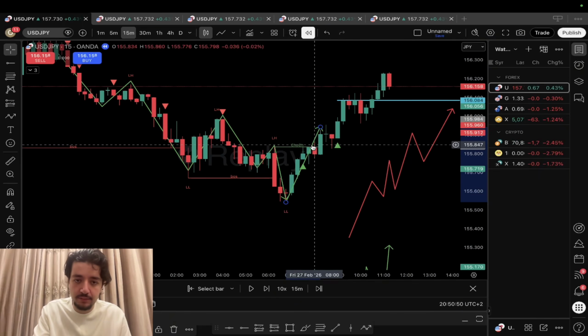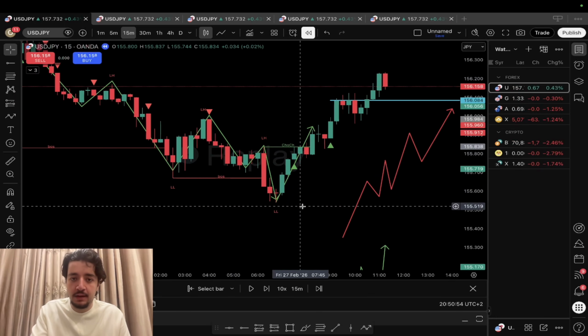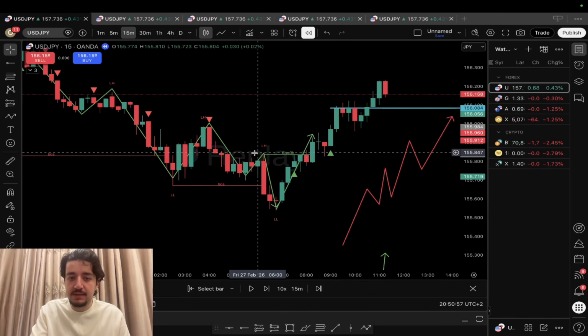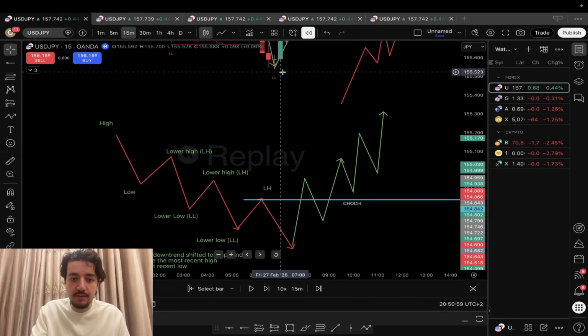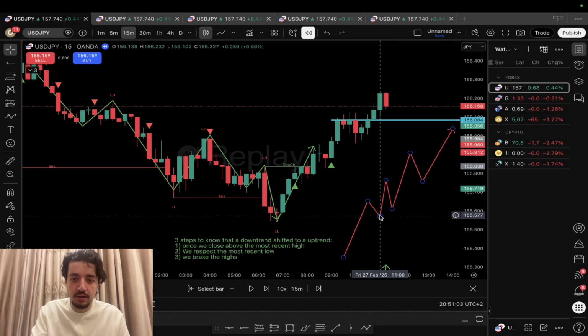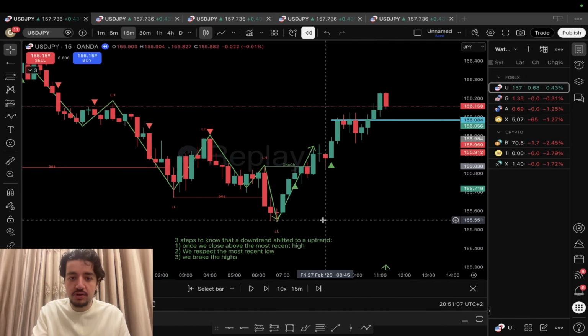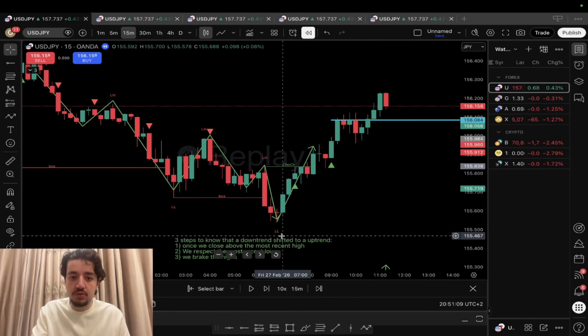Now let's look at it. Look what happened here. So we're in a clear downtrend, right? First step, price broke above the most recent lower high. You know what? Let me bring it here so we can see it together. First step, how to know a downtrend shifted to an uptrend. Once we close above the most recent high.